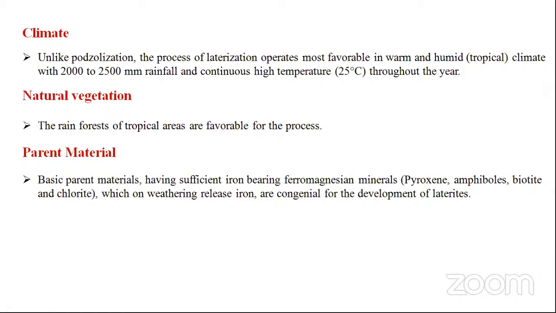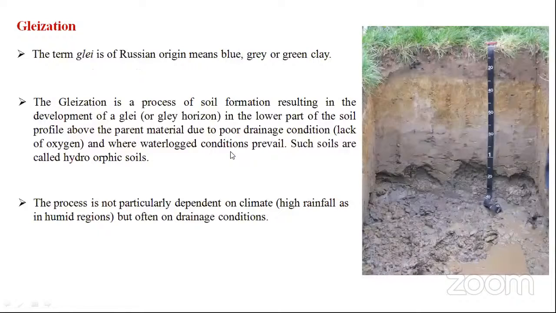In podzolization, what is happening? The silica is left out, and all the aluminium, sorry, calcium, all the bases were completely leached out. So that is the process there. In lateralization, all the ferromagnesium, the iron and aluminum oxides were left out in the horizon. All the silica was completely leached out. That's why we get this type of brown and reddish color. This is regarding lateralization. Now we will see gleization.